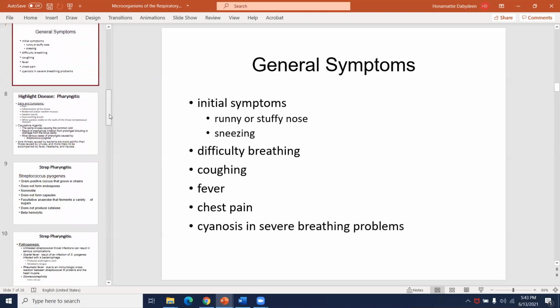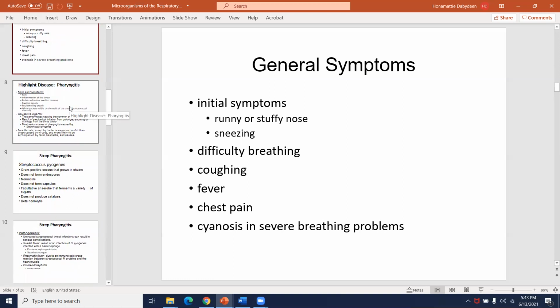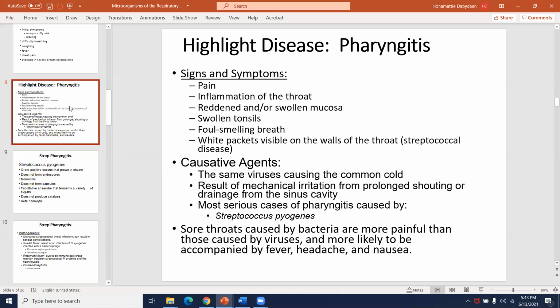So one of the diseases I would like to focus on is pharyngitis, inflammation in the pharynx. And of course, I have some signs and symptoms there: the pain, inflammation of the throat, reddening, swollen mucosa, swollen tonsils, generally a foul smelling breath. And you can have white packets. Your book has some beautiful pictures. You can look at them, where you can see some white packets on the walls of the throat and further down in the tonsillar area. You can see that especially in streptococcal disease.